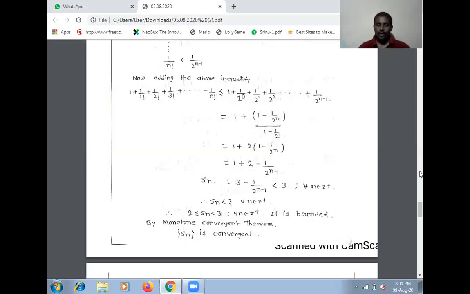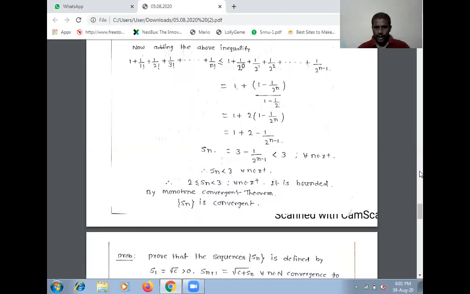Already we have the infimum of Sn: S1 equals 2. So 2 is less than or equal to Sn, which is less than 3. So it is a bounded sequence. So by the monotone convergence theorem, it is a convergent sequence. Since it is a bounded sequence, by the monotone convergence theorem it converges. So therefore the problem is solved. Now we have to solve another problem.